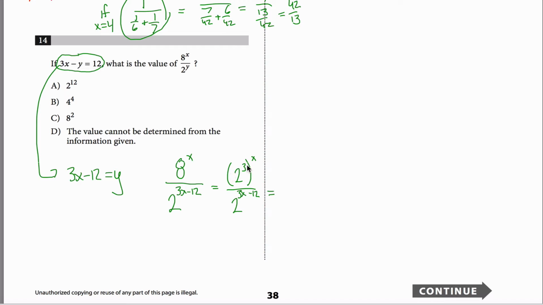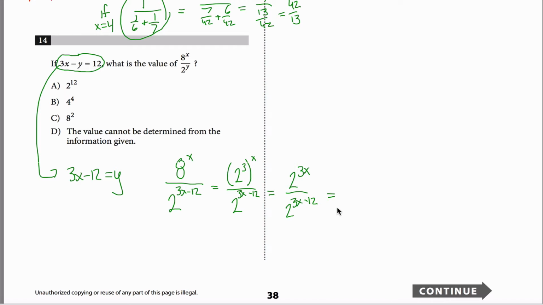There's an exponent rule that says when you're raising an exponent to another exponent, you multiply those two exponents. The top is 2 raised to the 3 times x power. It's a little bit counterintuitive that this equals this, but it does. And this is 2 to the 3x minus 12 power. Okay, so I'm getting better.